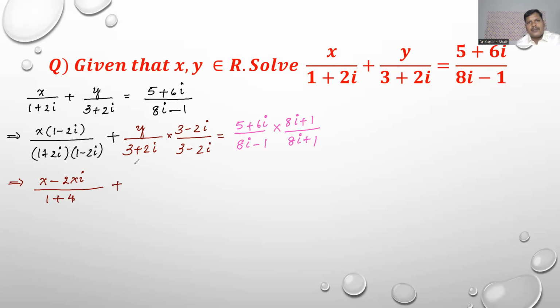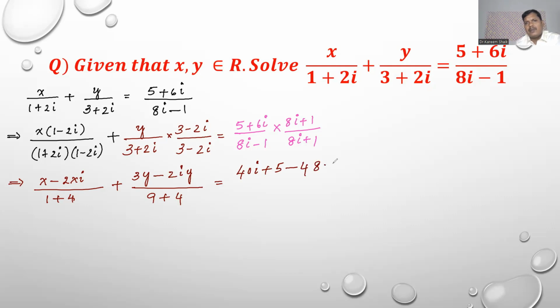Positive 4, plus y into (3 minus 2 iota), that is 3y minus 2 iota y upon 3 square 9, 2 square 4, but iota square is negative, so negative of negative is positive 4. Equals, observe here, 5 times 8 is 40 iota, 5 times 1 is 5. Now 6 eights are 48, iota into iota, iota square is negative 1, so that is negative 48.